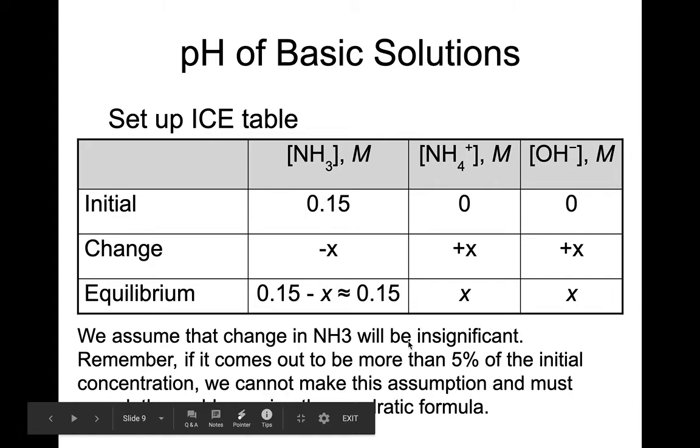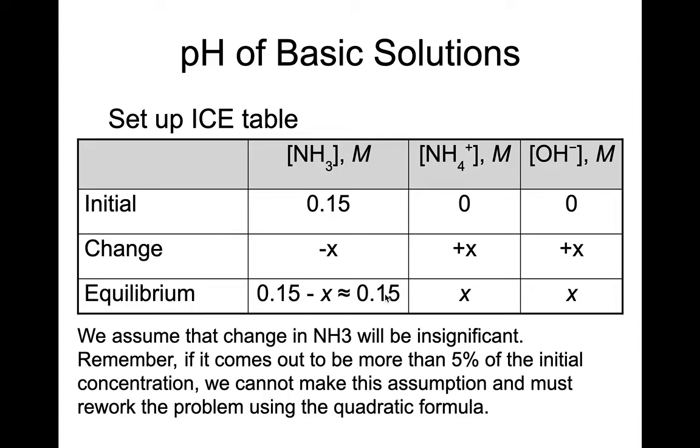And of course, we're going to check it. Remember, the rule is that if x comes out to be more than 5% of our initial concentration, we can't hold this assumption. We'll have to go back, plug in the full 0.15 minus x into our expression, and solve a quadratic equation. But it's worth making the assumption to try and do the shorter version of the problem first, since most times it will work.